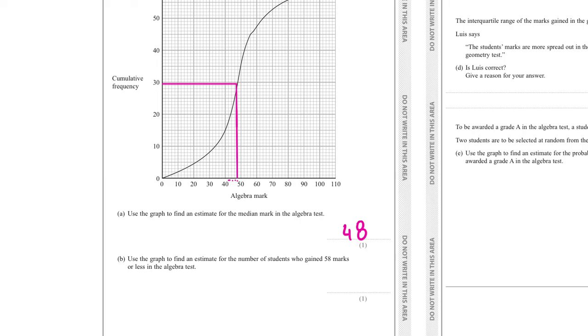Next, use the graph to find an estimate of the number of students who gained 58 marks or less in the algebra test. Where's 58 marks?